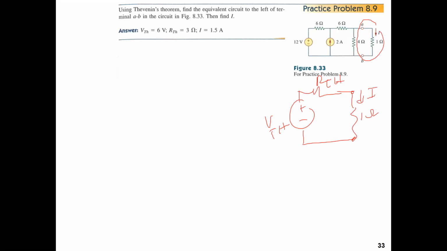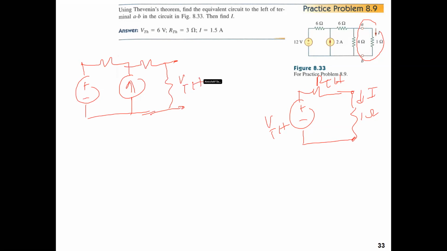In order to do that, we have to remove the 1 ohm resistor, and then find VTH and find RTH. Let's find VTH first. These are the two terminals, A and B. With the 1 ohm resistance removed, this is 4 ohm, this is 6 ohm, this is 6 ohm here, and 6 ohm, 12 and 2.